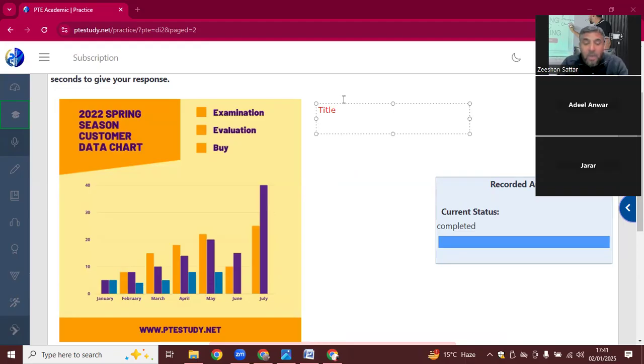Number 1 is the title, number 2 is the explanation, and number 3 is known as the conclusion. So what should I do? We have to start.